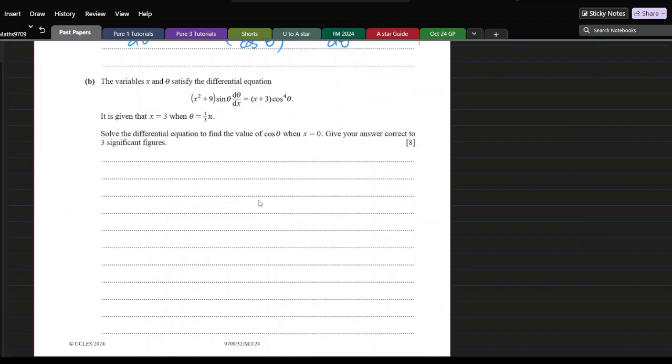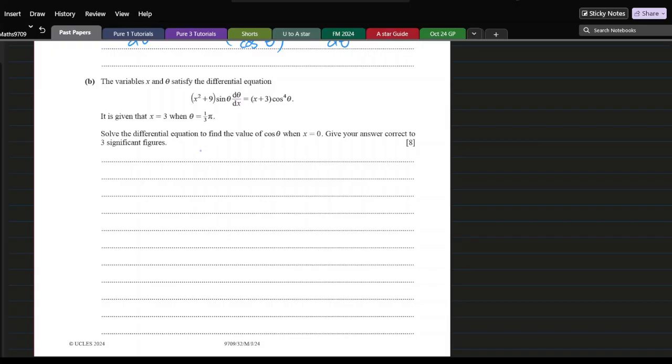Part B, the variables x and theta satisfy the differential equation x squared plus 9 sine theta d theta dx is equal to x plus 3 times cos to the 4 theta. It is given that x equals 3 when theta is 1 over 3 pi. Solve the differential equation to find the value of cos theta when x is 0.